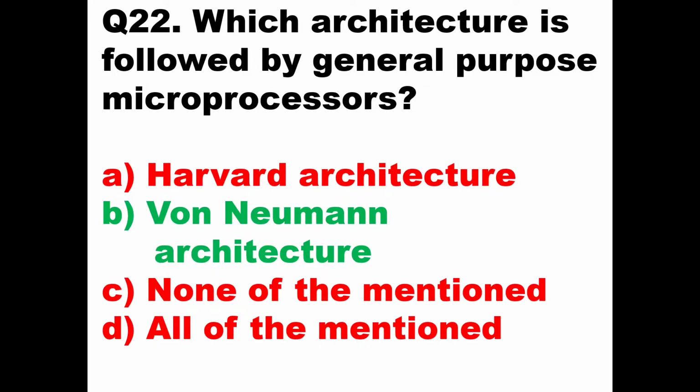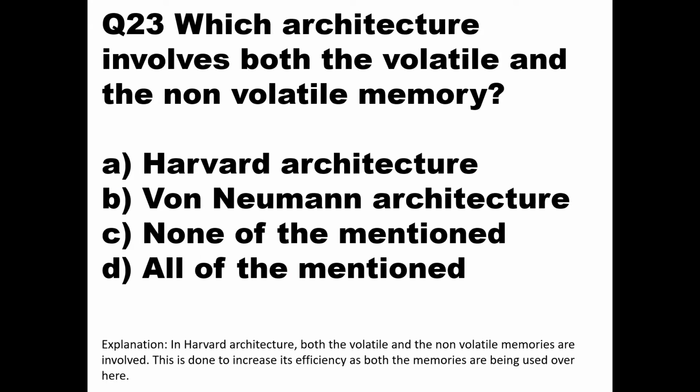Then we'll go to the next question, question number 23. Which architecture involves both volatile and non-volatile memory? Volatile and non-volatile memories are those which, when there is power on, will save data; when there is no power, data is lost. That makes the difference between volatile and non-volatile memory. Now here he is asking which architecture out of von Neumann and Harvard involves both volatile and non-volatile memory? The answer here is Harvard architecture.